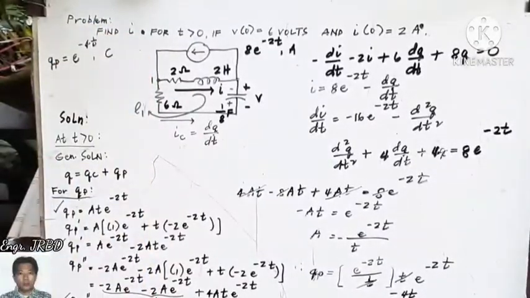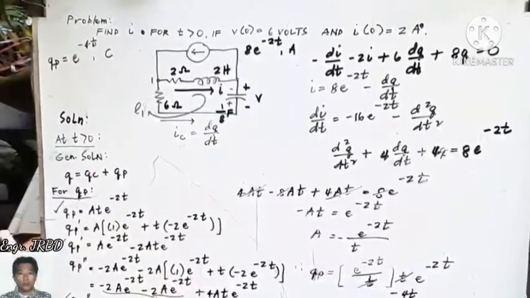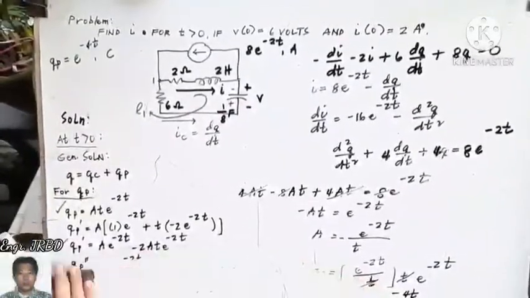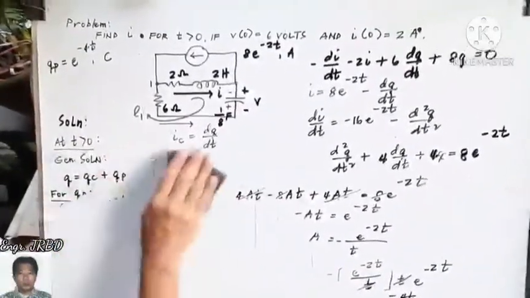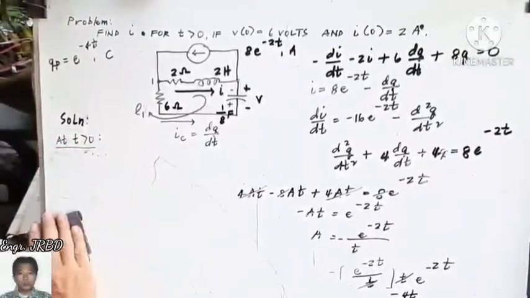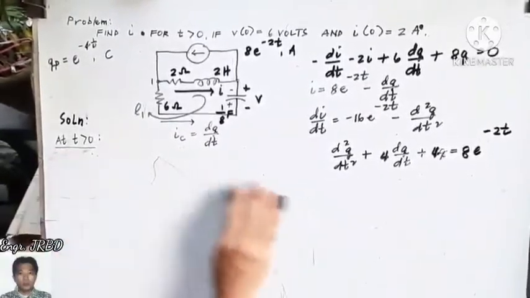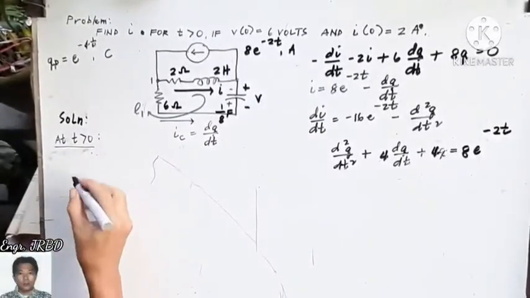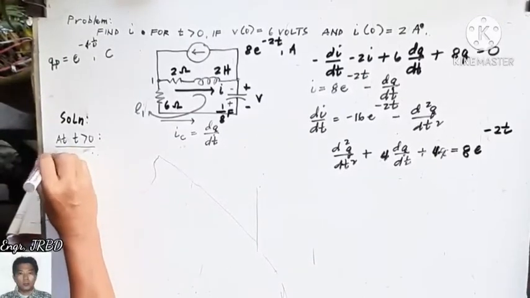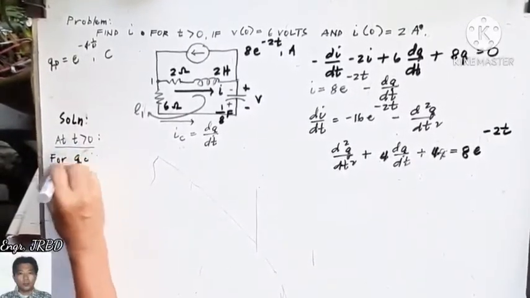Okay? So I am advising everybody to please review your topics in differential equations, under second order differential equations whose solutions are by undetermined coefficients. Let us now proceed in finding your Q sub C. For Q sub C, the procedure is the same.